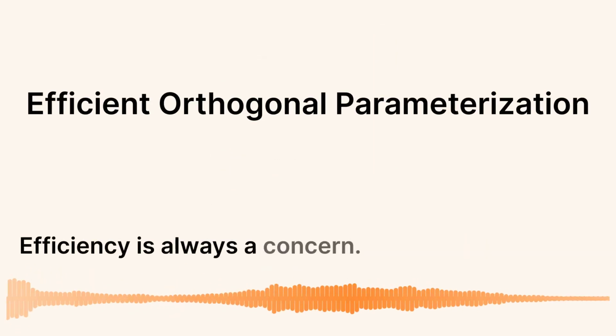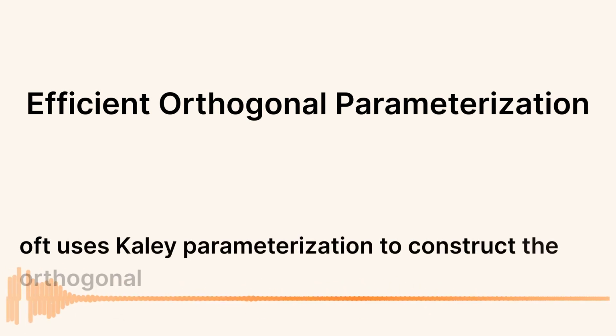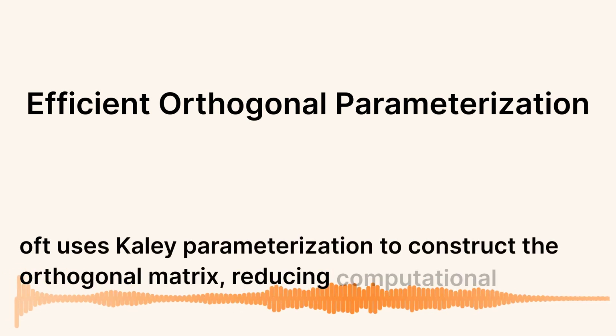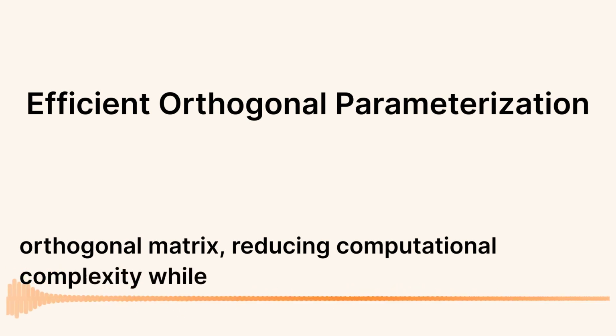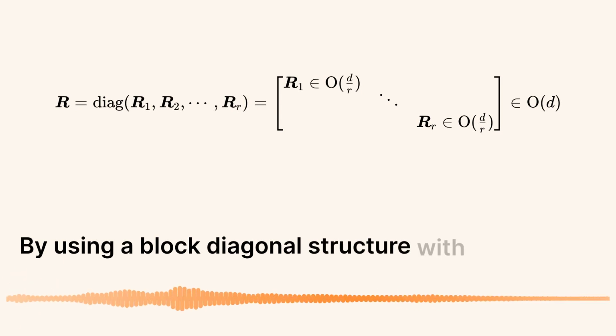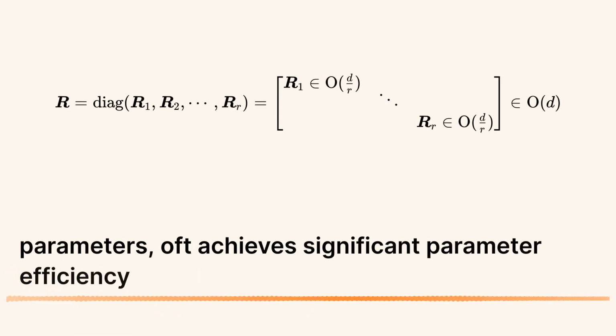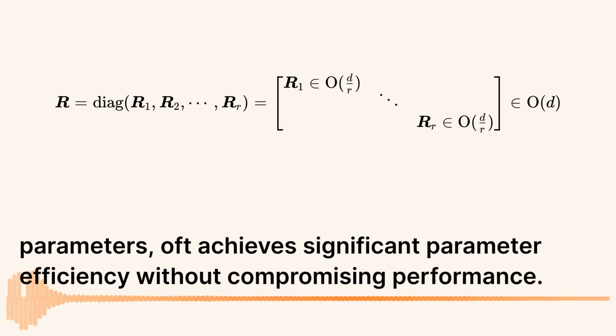Efficiency is always a concern. OFT uses Cayley parameterization to construct the orthogonal matrix, reducing computational complexity while ensuring orthogonality. By using a block diagonal structure with shared parameters, OFT achieves significant parameter efficiency without compromising performance.